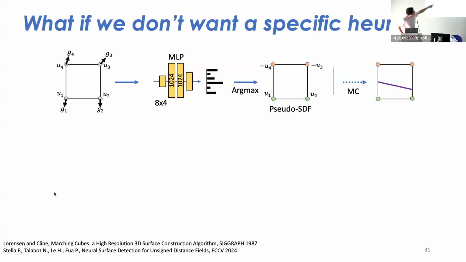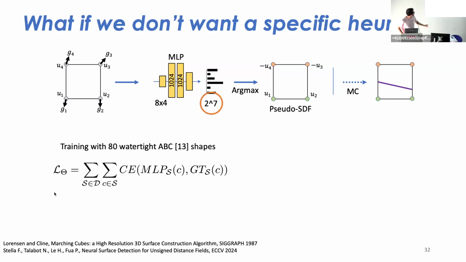So how many possible configurations do we have as output? We have 8 vertices in a 3D cell. So there should be 2 to the power 8 outputs, but since it's a UDF and there's no inside or outside, there's a symmetry. So there's a total of 2 to the power 7. To make this work, we train the network with a cross entropy loss computed on watertight shapes. We need them to be watertight for training because we need a ground truth SDF to supervise that with.